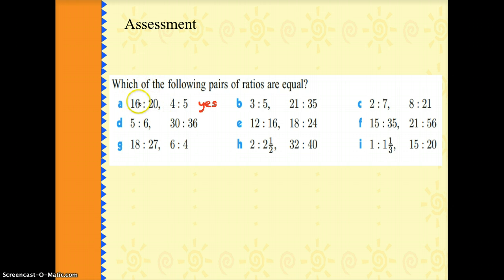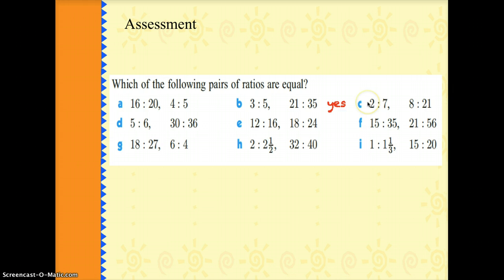If you divide 16 by 4, you will get 4. And then if you divide 20 by 4, you will get 5. So these two ratios are equivalent or equal. For letter B, is 3 is to 5 equivalent to 21 is to 35? Your answer should be yes, because if you multiply 3 by 7, you will get 21. If you multiply 5 by 7, you will get 35. So 3 is to 5 is an equivalent fraction of 21 is to 35. 3 is to 5 is the simplest form or lowest form ratio.